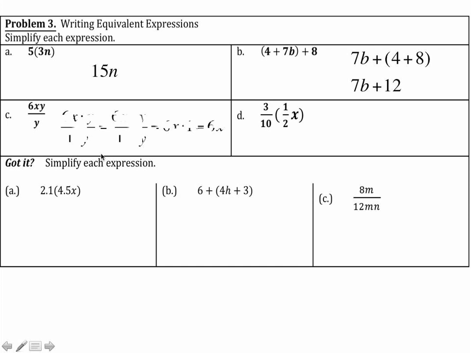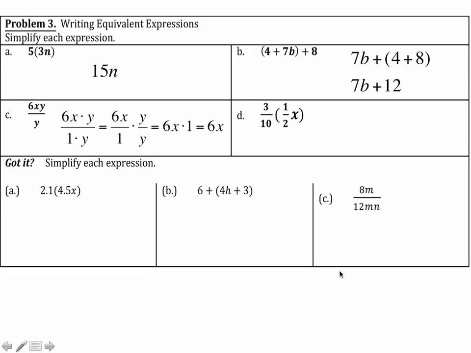So if we break that apart a little bit, the top would be 6x times y, the bottom would just be a 1 times a y, and then it's easy to see, well, 6x times y over 1 times y, y over y just becomes 1. Any number divided by itself is just 1. 6x divided by 1 is just 6x. So this whole thing would just be equal to 6x.